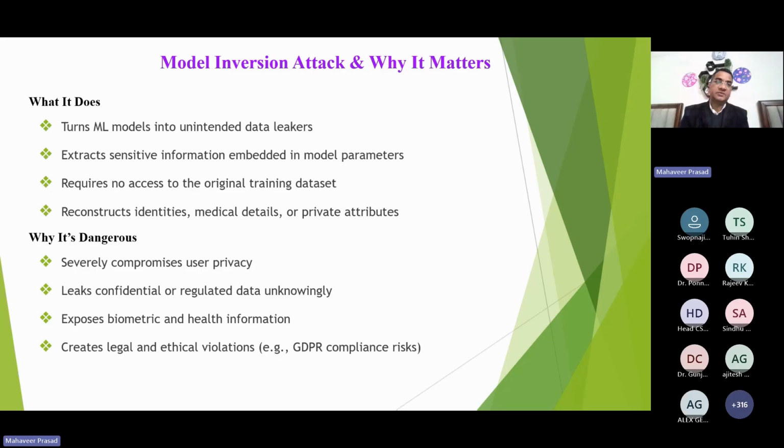And why is it dangerous? It severely compromises user privacy. So here the important point is user privacy. It leaks confidential or regulated data. Like if your model is leaking the medical data, in that case we can say that it is violating the HIPAA agreement. So at any cost, the model should not reveal personal data, or maybe you can say medical records. It exposes biometric and health information, obviously, and it creates legal and ethical violations.